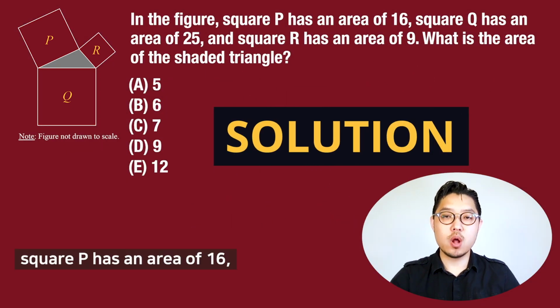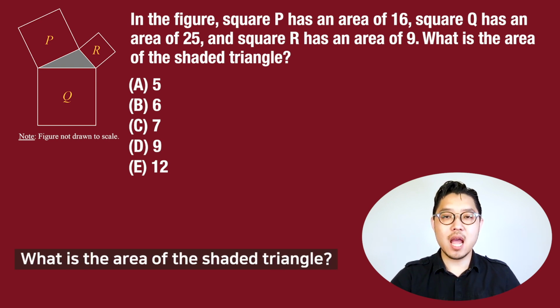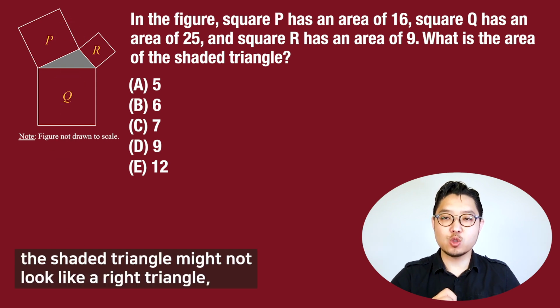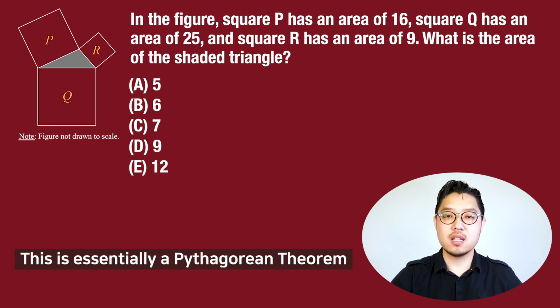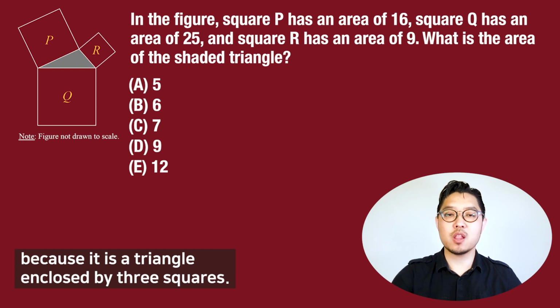In the figure, square P has an area of 16, square Q has an area of 25, and square R has an area of 9. What is the area of the shaded triangle? Because the figure is not drawn to scale, the shaded triangle might not look like a right triangle, but it is a right triangle. This is essentially a Pythagorean theorem because it is a triangle enclosed by 3 squares.